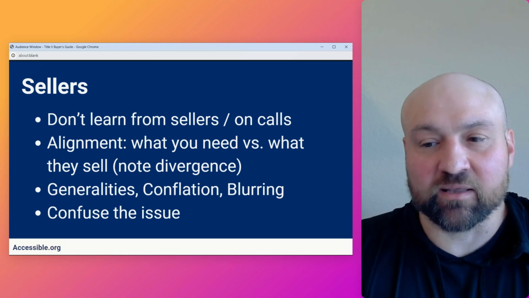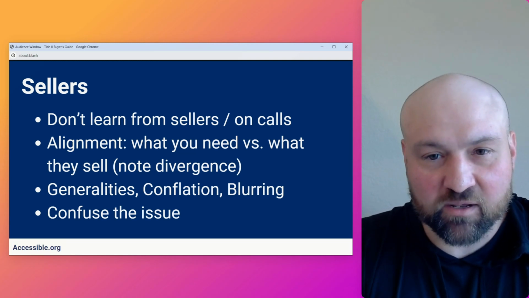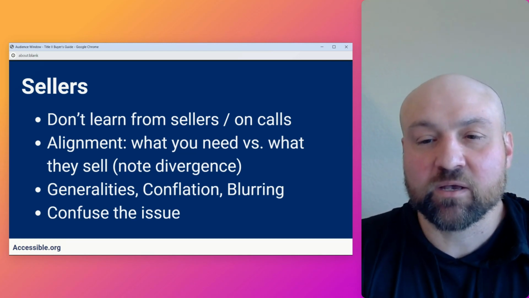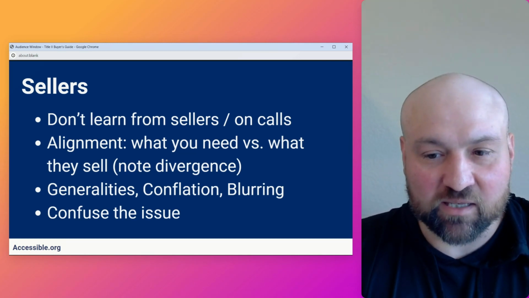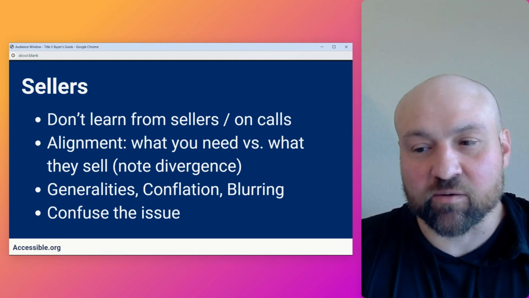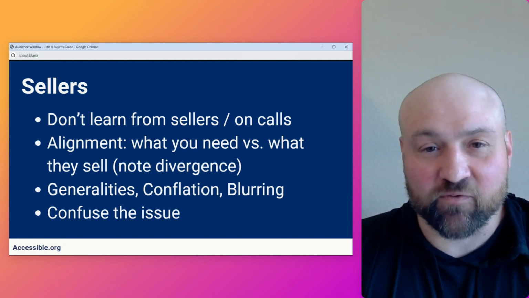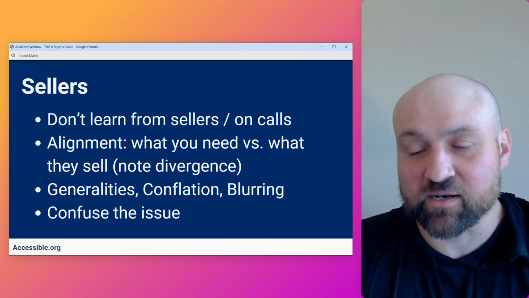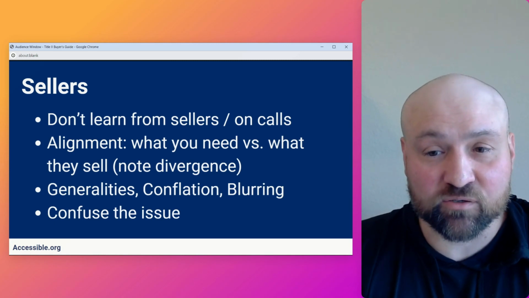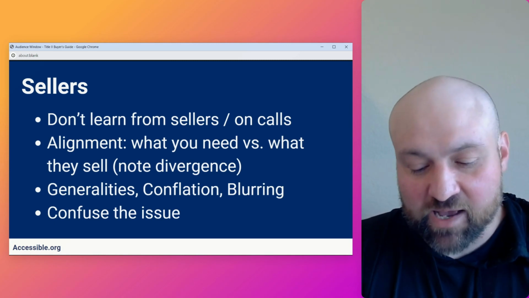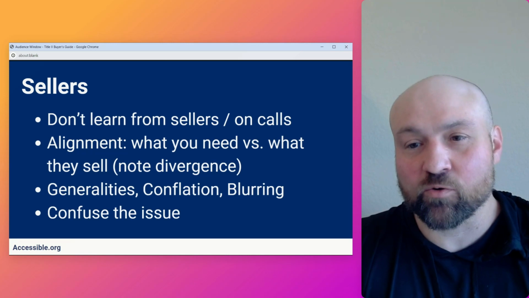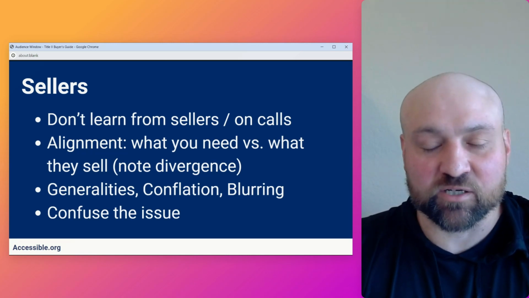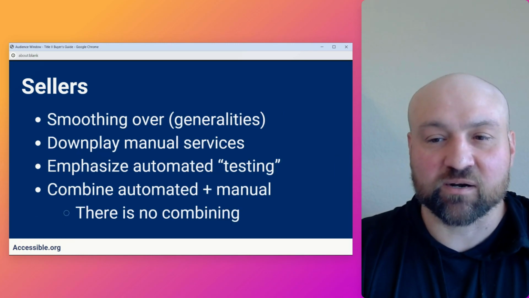On this next bullet, I have alignment. And again, we get back to what do you need versus what they are selling. Note the divergence between the two things. Also, some red flags to look out for with sellers. If they are talking in generalities, if they are conflating terms, so they are referring to scans as audits, that would be an example of conflating terms. If they are blurring things, if they are trying to confuse the issue, these are all red flags. And this is why it helps so much when you research and you learn about the Web Content Accessibility Guidelines and web accessibility in general before you go to procure services.